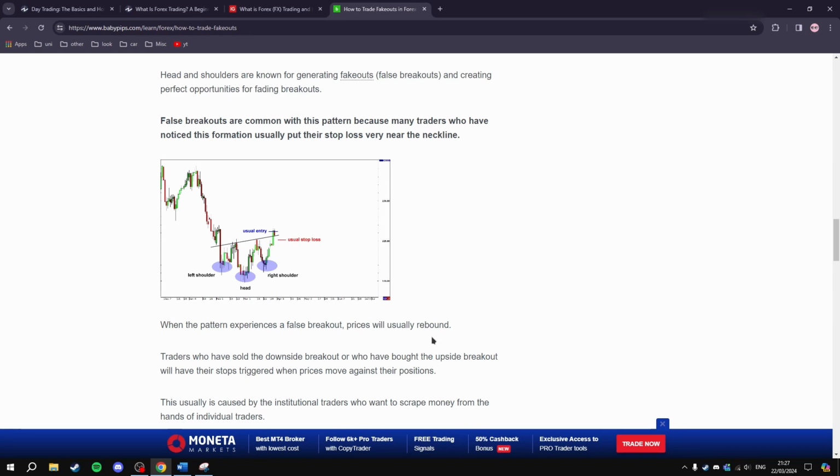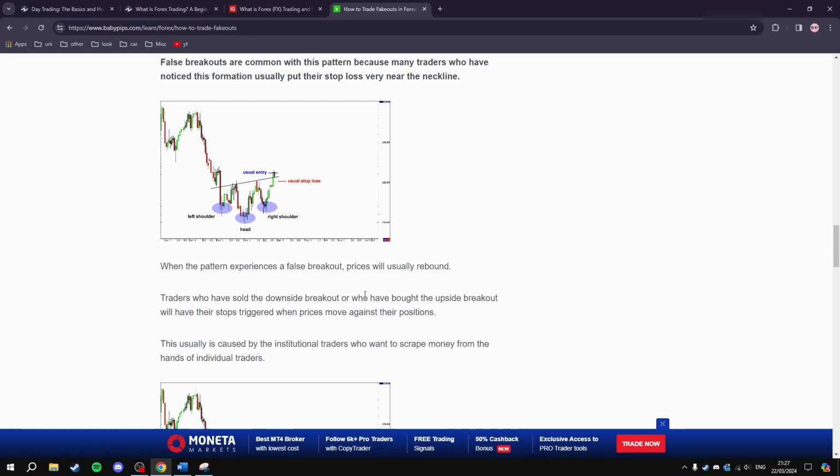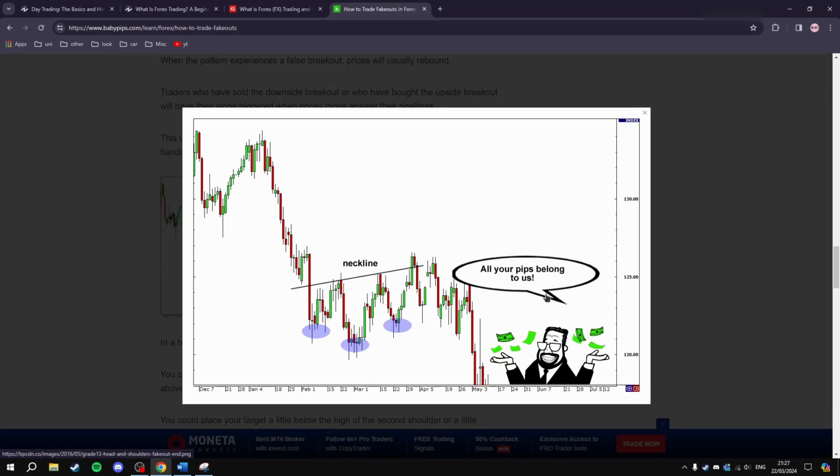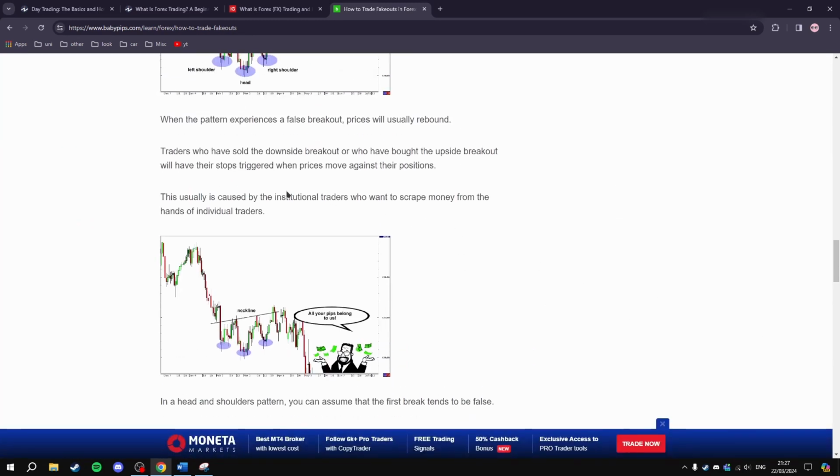Wait, why does that make false breakouts common? When the pattern experiences a false breakout, price will usually rebound. Traders who have sold a downside breakout or who have bought the upside breakout will have their stops triggered when price moves against their position. This is usually caused by institutional traders who want to scrape money from the hands of individual traders. All your pips belong to us.